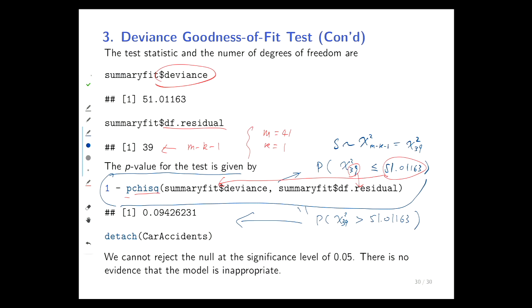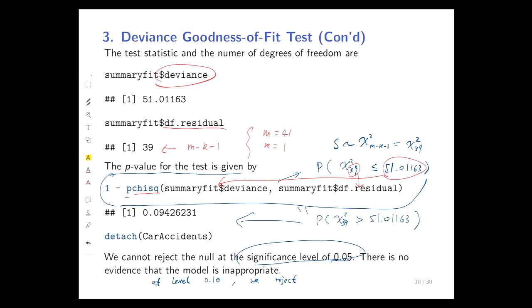And you can see that this p-value is larger than 0.05. So at this significance level, we do not have any evidence that this model is inappropriate. That means we cannot reject the null hypothesis. But if we consider the level 0.10, we reject. So that totally depends on you. You need to select the significance level by yourself. At the level 0.05, we cannot reject, but at level 0.1, we reject.